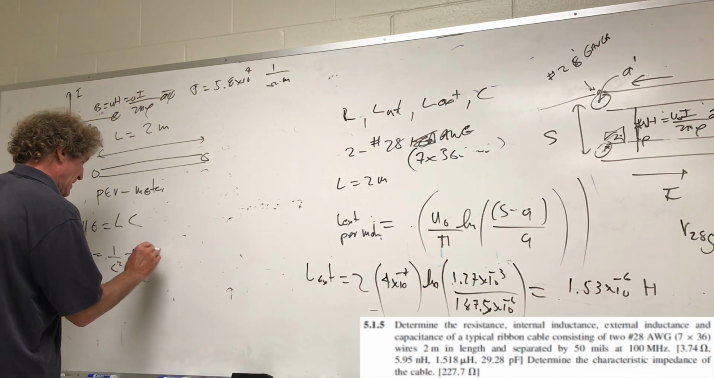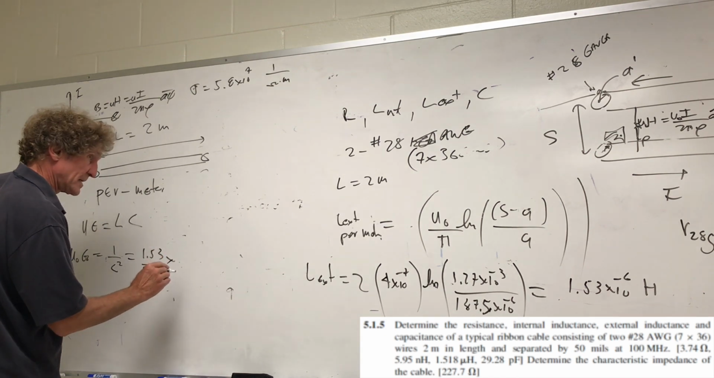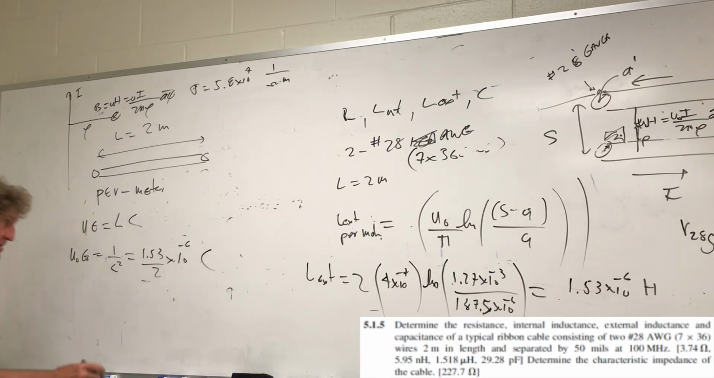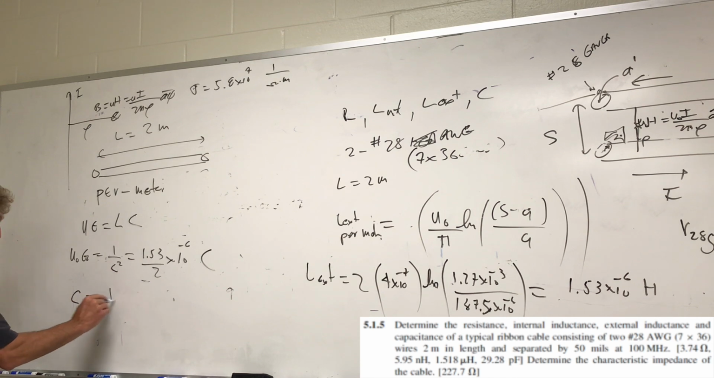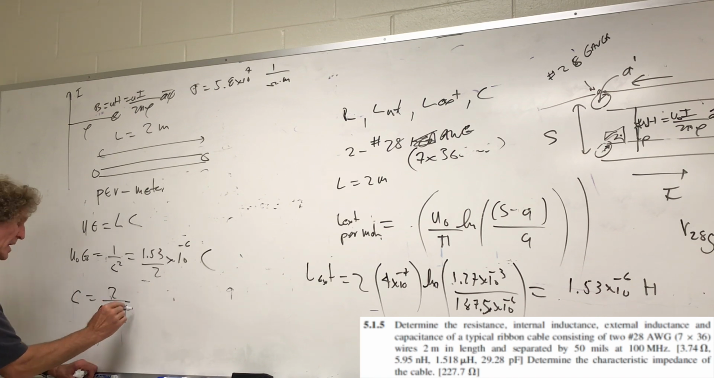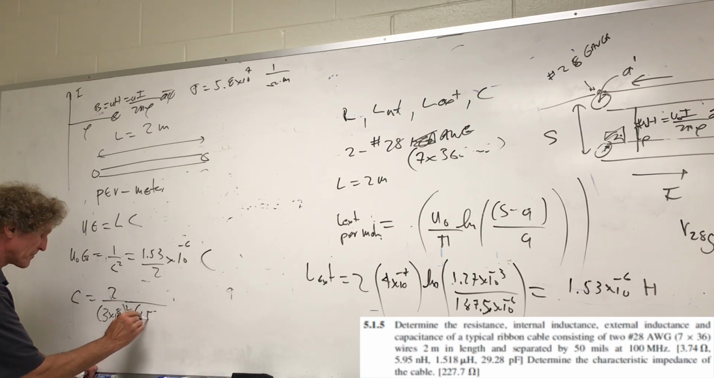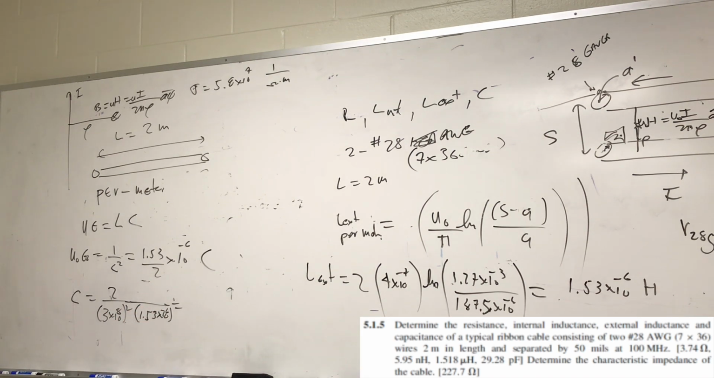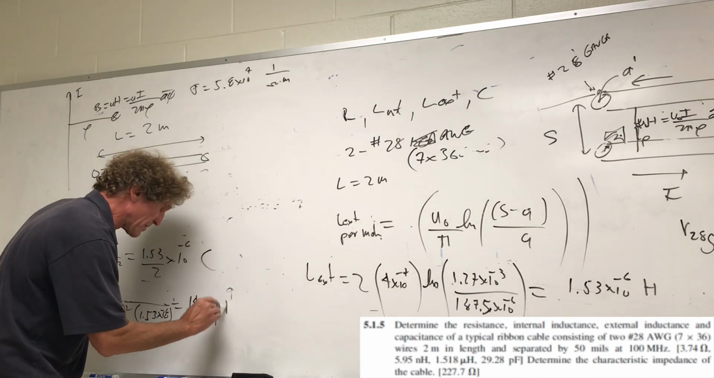It's 1.53 by 2 times 10 to the minus 6, that's L, times C. So you can get C, this is capacitance. The capacitance itself is going to be equal to 1 over 3 times 10 to the 8th squared, that's c squared. And then I have to go ahead and divide everything by this, so on top you get a 2, and on the bottom you get 1.53 times 10 to the minus 6. Tell me what that is. You got 14.5 picofarad. That is per meter.